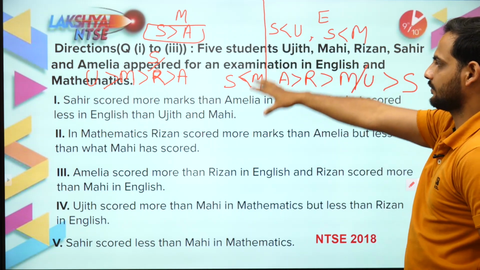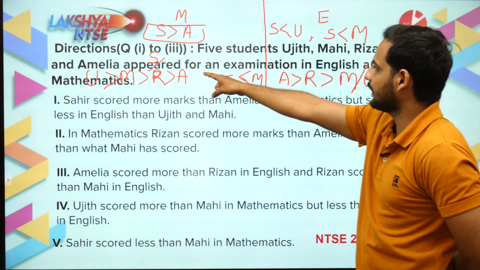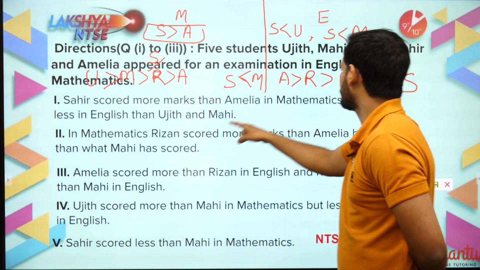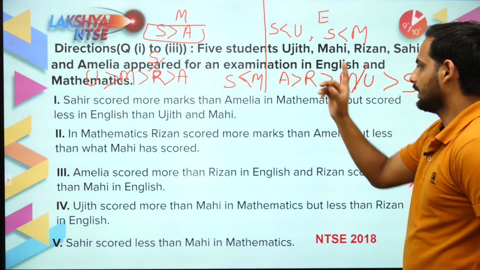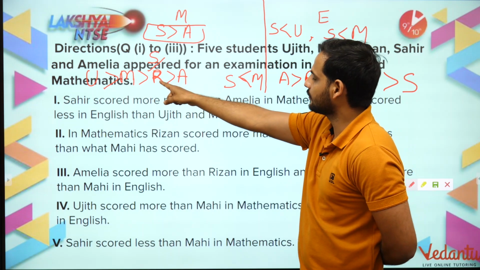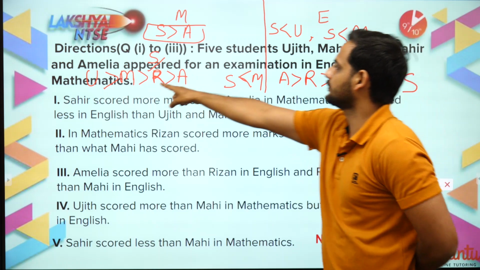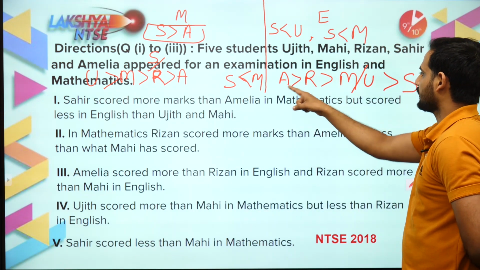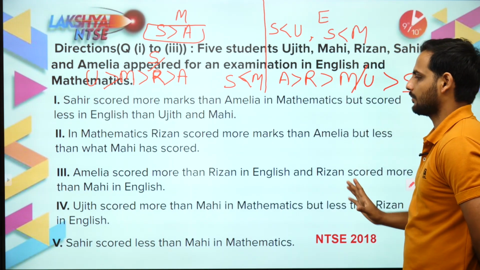Now let us cross-check whether all the information is correct or not. Sahir scored more marks than Amelia in mathematics, but scored less in English than Ujit and Mahi. Correct. In mathematics, Rizan scored more marks than Amelia, but less than what Mahi has scored. Correct. Amelia scored more than Rizan in English, and Rizan scored more than Mahi in English.